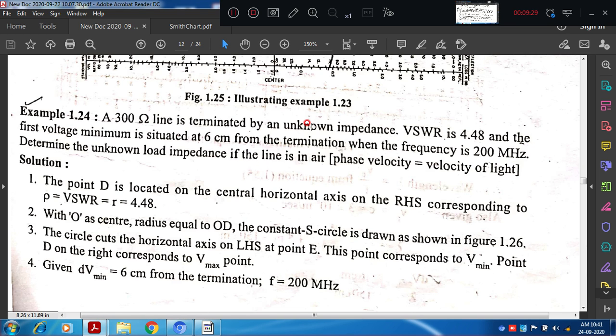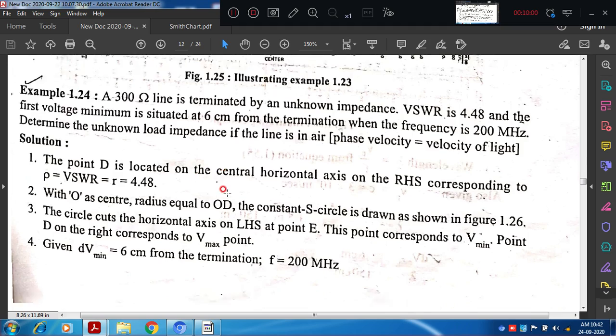In the previous numerical we identified the source impedance, that is ZS, right? Now our task is to find ZL. What have they given? A 300 ohm line, that is Z0, the characteristic impedance. The standing wave ratio rho value is 4.48, right? As well as the distance at which V minimum occurs, 6 cm. That is the first d minimum, right?